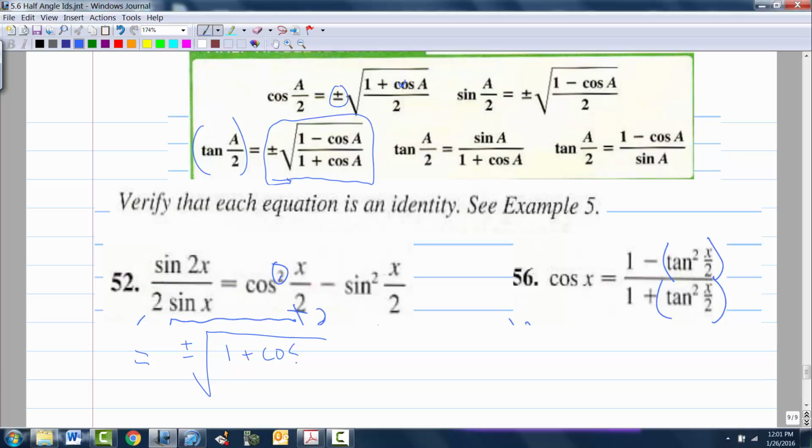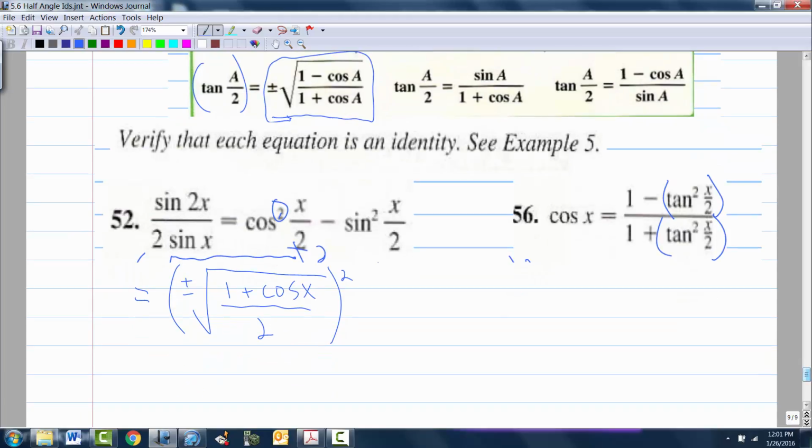What time is it? Don't get confused, it's a here, but it's x here. X is the argument, but then it's squared. What's a positive squared? What's a negative squared? So it doesn't matter, this plus minus. You're going to get the same result.